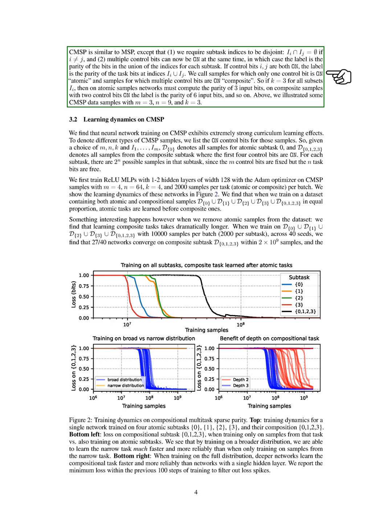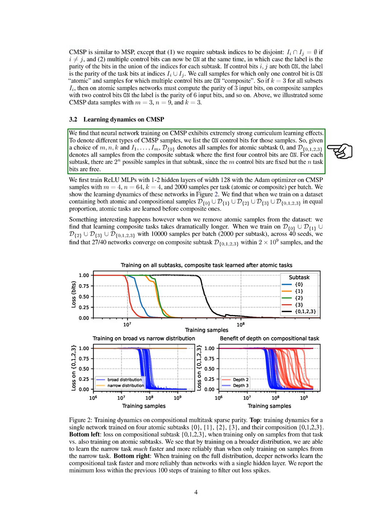To reflect this, we introduce CMSP, which requires that subtask indices do not overlap and allows multiple control bits to be active simultaneously. In this case, the label is the parity of the bits corresponding to all active control bits. We categorize samples with one active control bit as atomic, and those with multiple as composite.